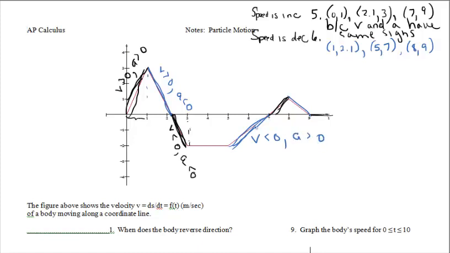The velocity wants to go left, but the acceleration is saying, no, no, no, I want to go in a positive direction to the right. So it's causing it some grief, and it's slowing it down. 8 to 9, for the same reason over here, positive velocity but negative acceleration. These are the time intervals that the particle is slowing down because v and a have opposite signs.